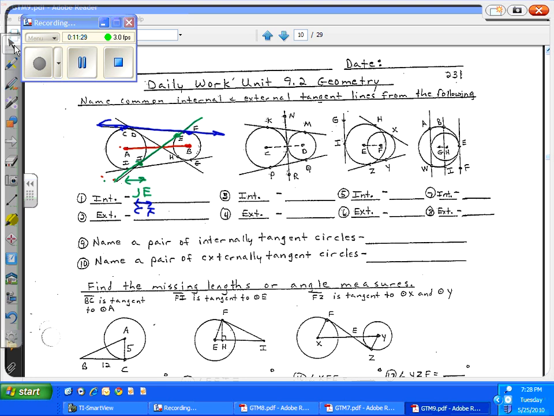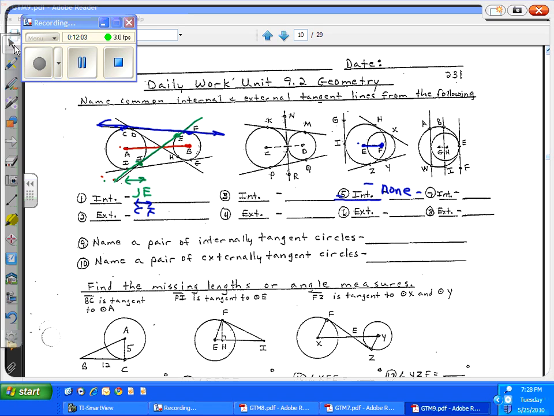If we look at number 5, number 5 says name a common internal tangent. To be a common internal tangent line, it would have to pass through the segment that joins the centers. We see nothing that passes through that segment of centers. So in that particular picture, there's not a common internal tangent line.